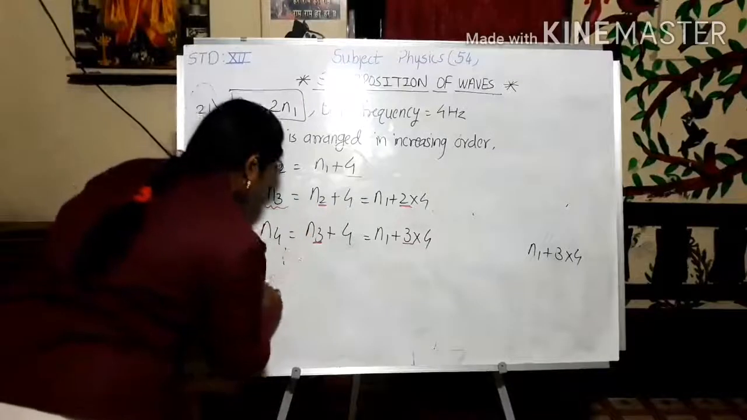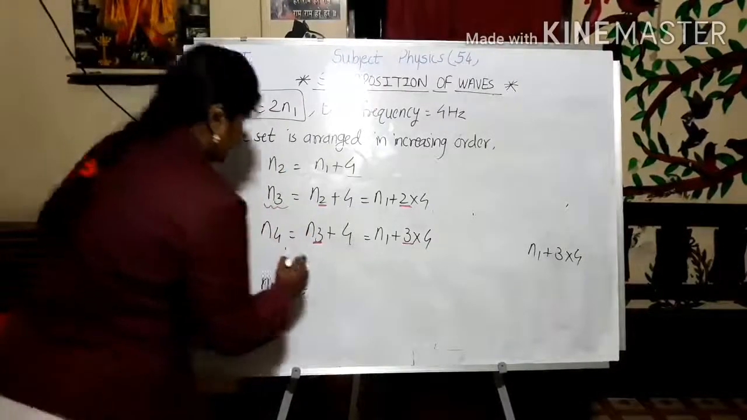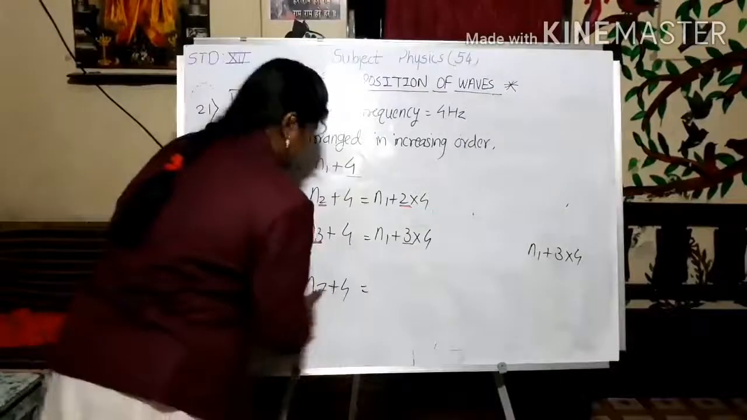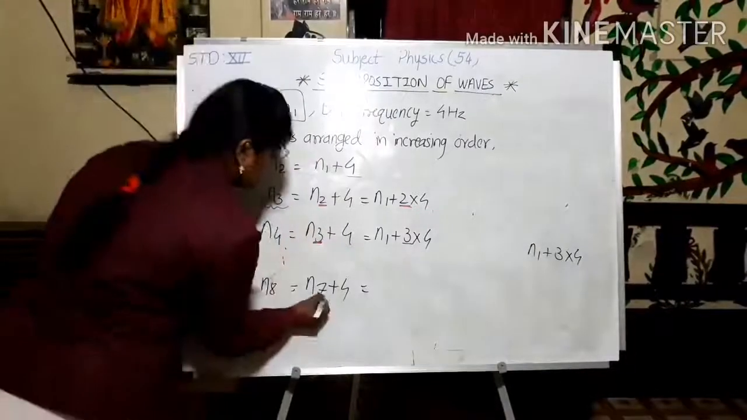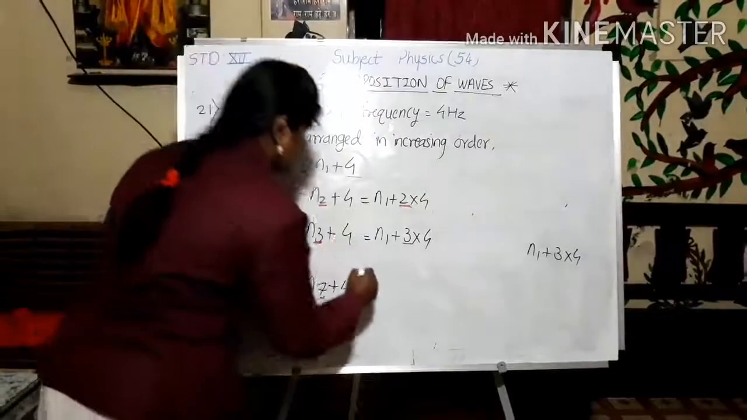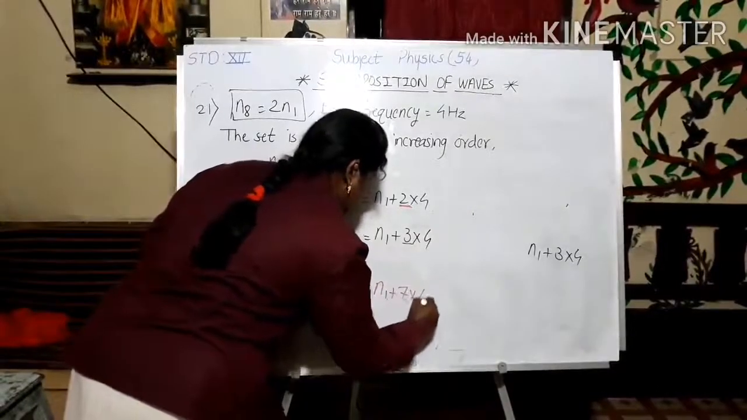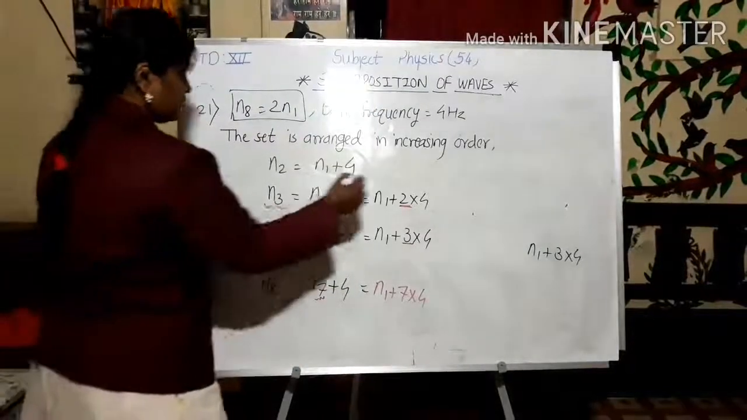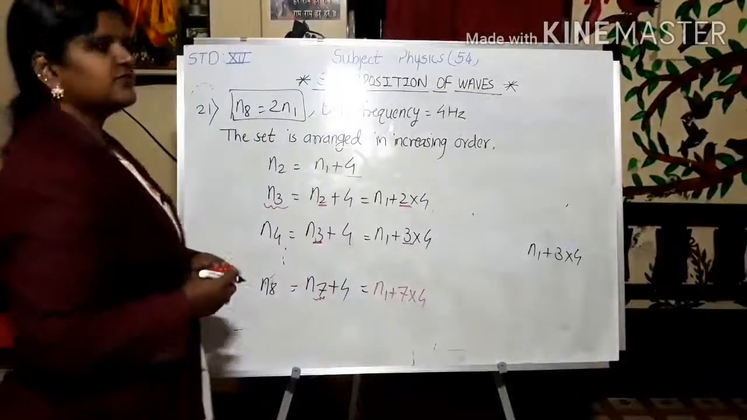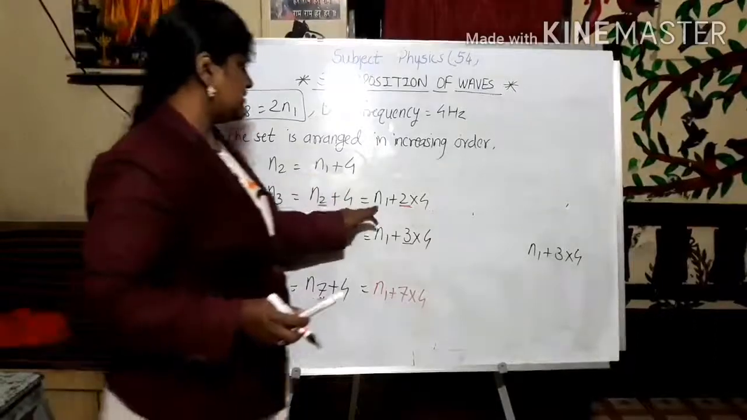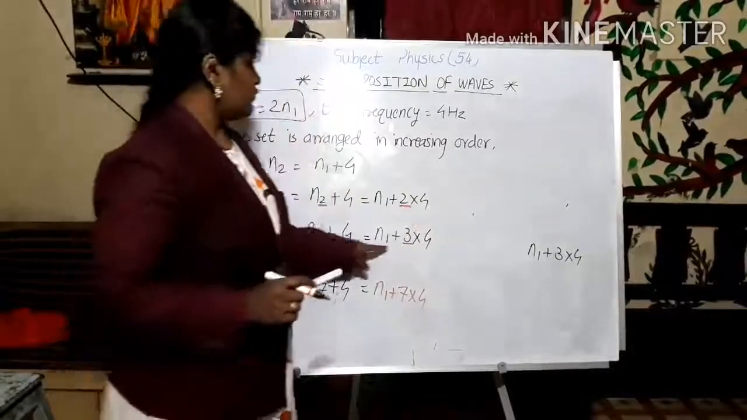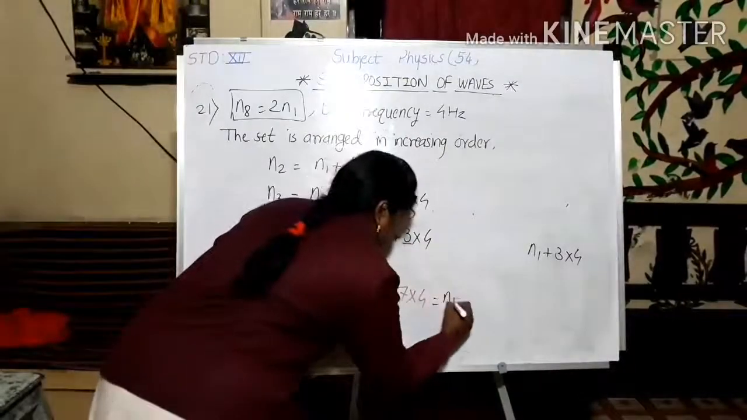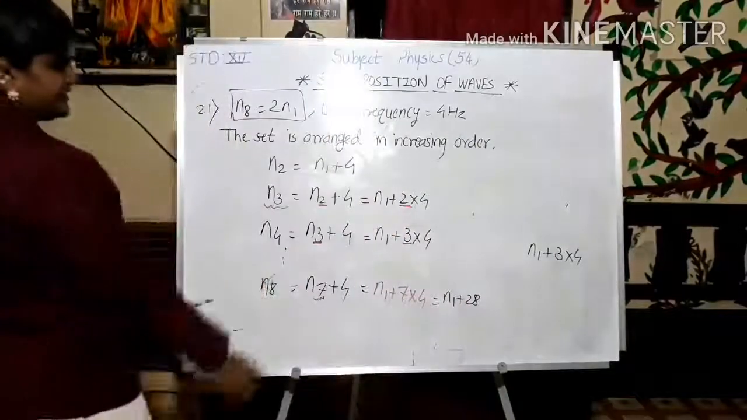In a similar way, you can directly write down the value for N8. How can it be? It will be N7 plus 4. Directly you can write this, as this is 7 over here. So what will that be? It will be N1 plus 7 into 4. In a similar way, I have applied the same thing over here, so we got values for all the tuning forks. First is N1 plus 4, second is N1 plus 8, N1 plus 12, up to N1 plus 28, which is N8.